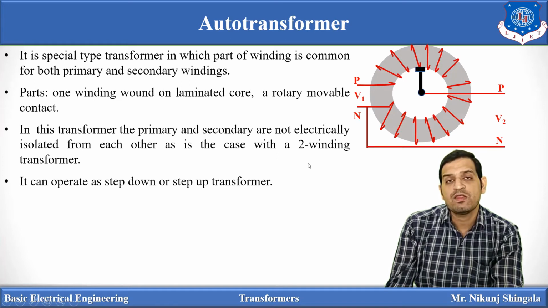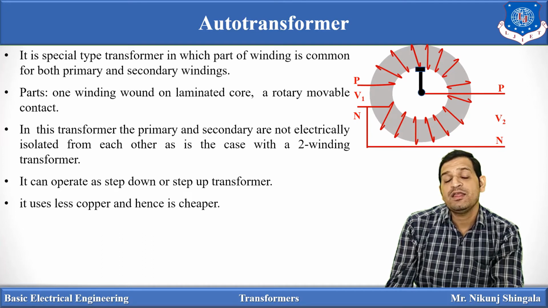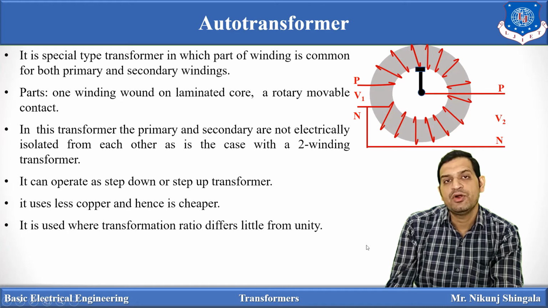Now this transformer in which we can vary the output voltage, the auto transformer, can be of step up type or step down type. As it uses only one winding, it has less copper, so it is cheaper as compared to the ordinary two winding transformer. Now there is a limitation of the auto transformer: it is effective when the transformation ratio K differs little from unity.